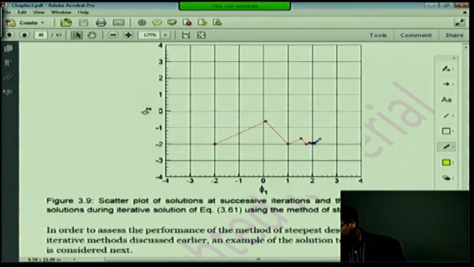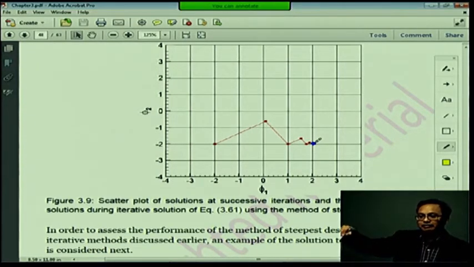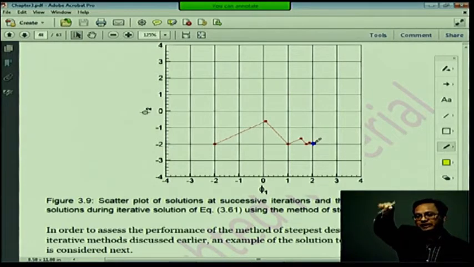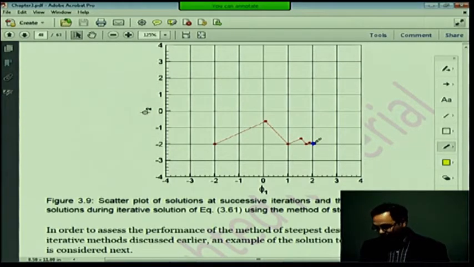-2 and 2. Okay, so you see what it is actually doing, the method of steepest descent. It's taking a zigzag path where each vector is perpendicular to the other one, and going towards that point. Now you can imagine, I just had the calculations up on the screen a short while ago. What happens with iterations?